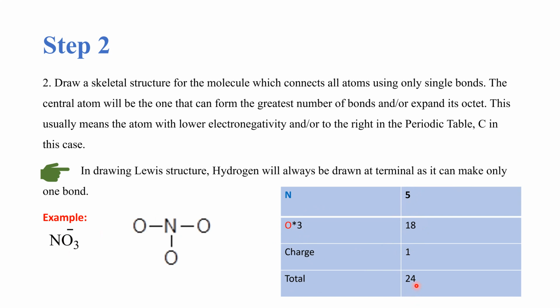Now we see whether in the final Lewis structure we are satisfying this total number of valence electrons. So the first thing is you have to open up the structure and draw the single bonds.